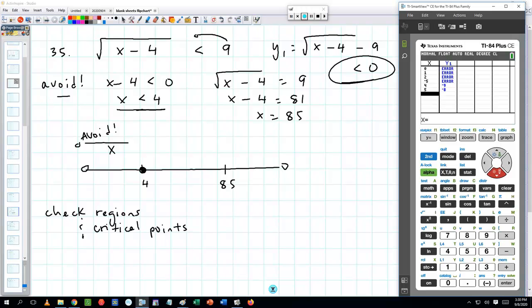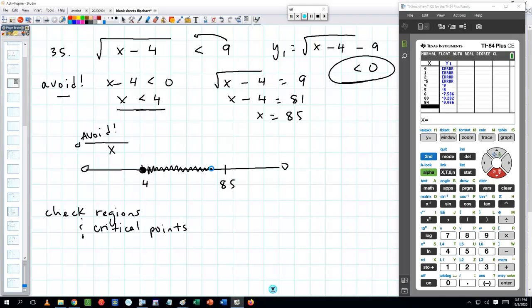How about something in between 4 and 85? How about 5? How about 6? How about 80? How about 84? Anything between 4 and 85 is going to be a negative. Negative is less than 0? Yes. So you will shade all of this region.